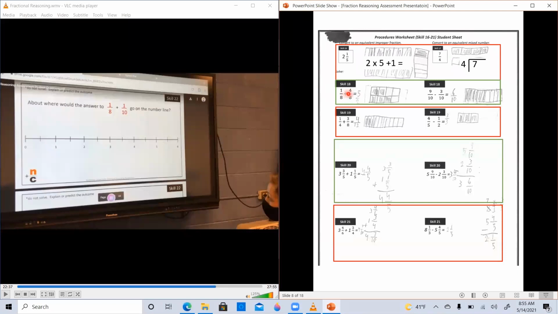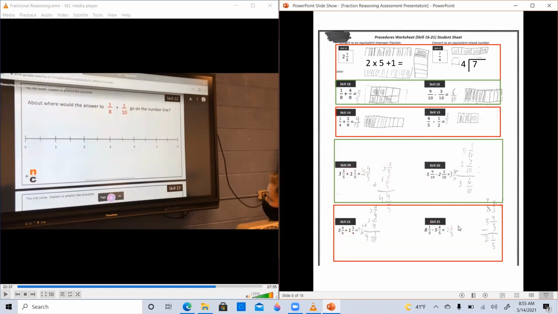All right, skill 18 has to do with adding and subtracting fractions with the same denominator. He was able to do that. Skill 19 has to do with adding and subtracting fractions with unlike denominators. He was not able to do that. Skill 20 is adding mixed numbers with the same denominator. He was able to do that. He understood how to group the wholes and then add the fractions.